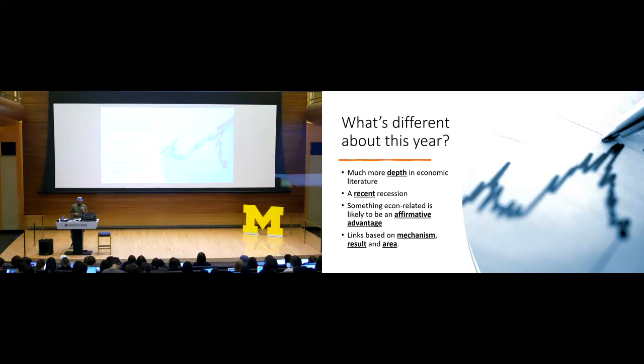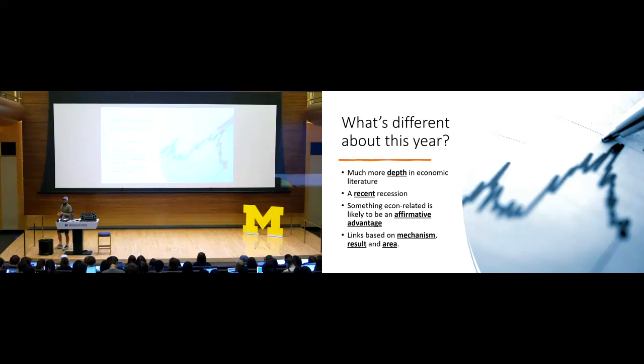Third, something econ related is likely to be an affirmative advantage. And this is huge. This means that what I just described on the previous page, version one and version two, might not actually be that common this year, because you might not be reading the economy DA as a separate off-case position. We're going to talk about that in the future, but just recognize how different that makes the debate.